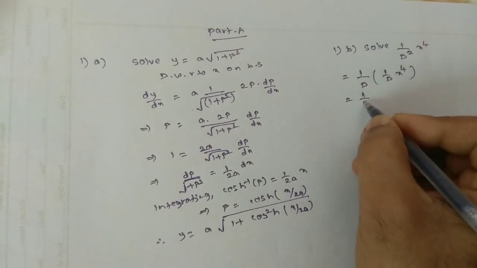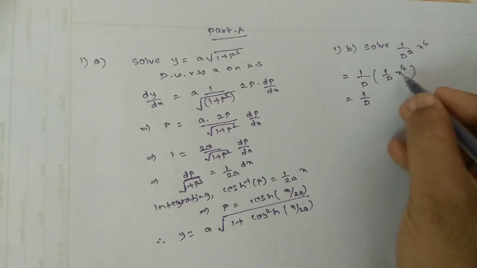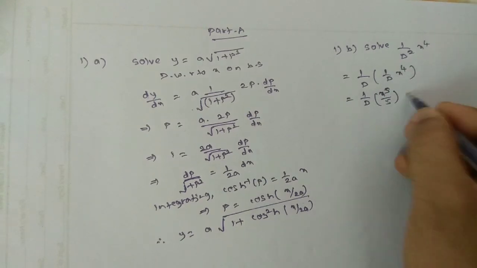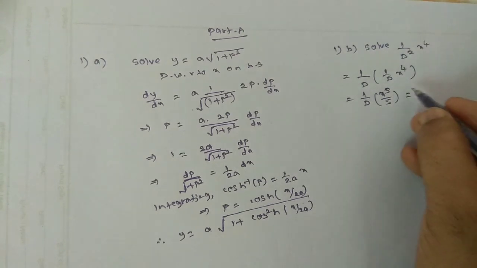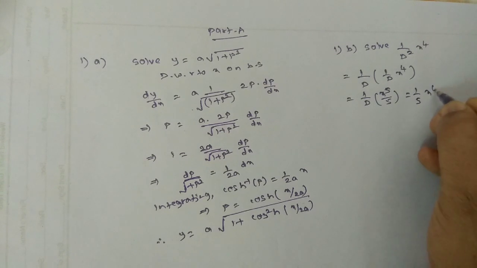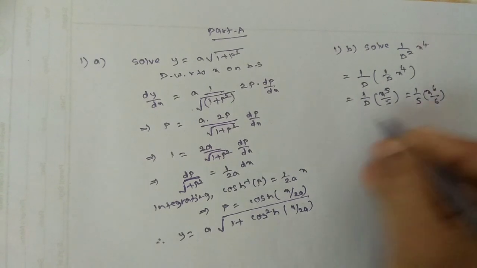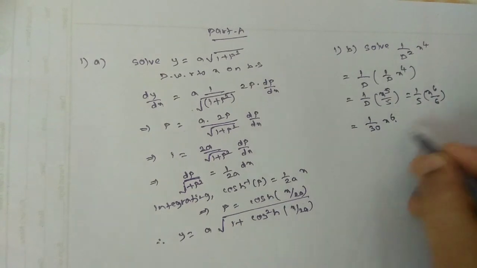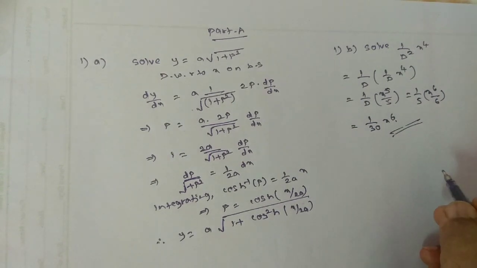This is equal to 1 divided by D as it is. What is the integral of x power 4? It is x to the power of 5 by 5. Again 1 by D of x to the power of 5 by 5, integration. That means it is 1 by 5 constant, x to the power of 6 divided by 6, or I can write 1 divided by 30 into x to the power of 6. So this is your answer corresponding to 1b.